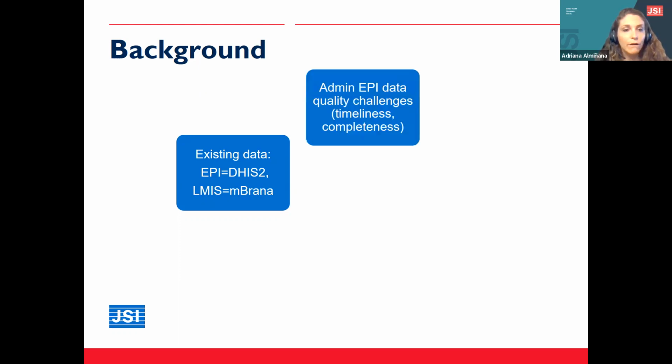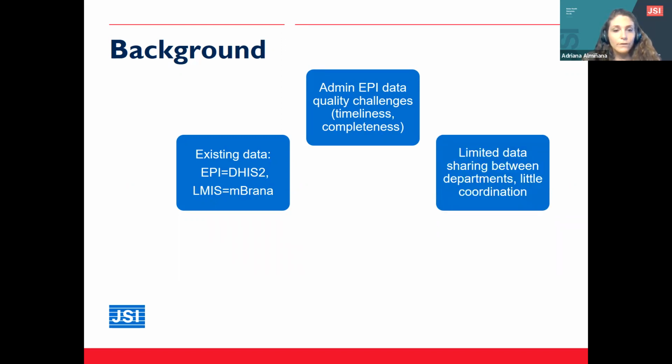So there are persistent challenges with the timeliness, the completeness, and especially the quality of immunization data. This is a known challenge. And at the same time, we were seeing that these data were being reported through these different systems to different departments. And often the coordination and the data sharing between those departments was quite limited.